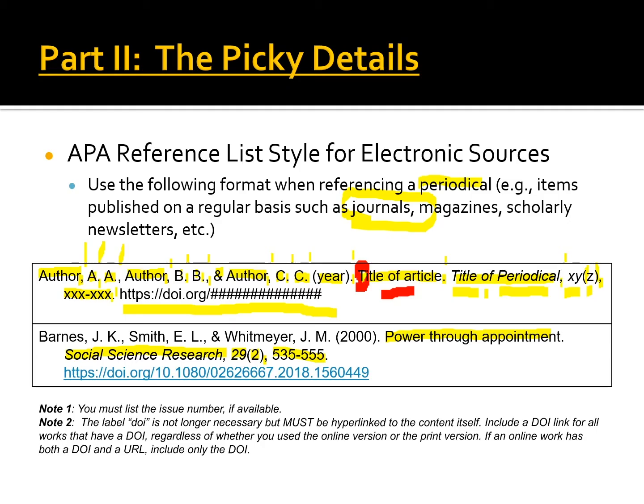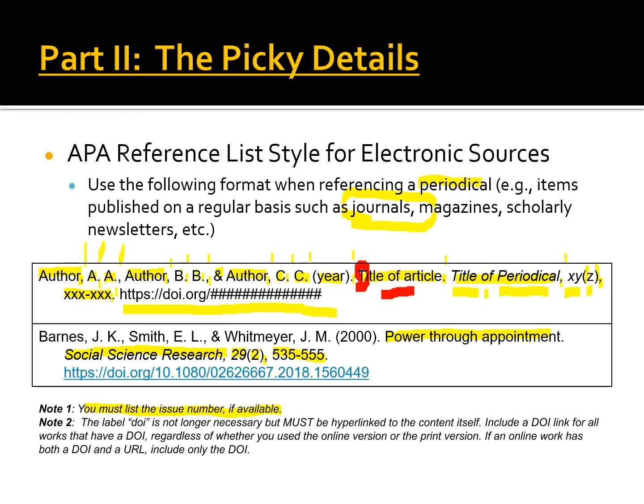Then the hyperlink content. So this has to be hyperlinked. You can't just type HTTPS. You have to actually highlight it, click add link, and hyperlink it in your article. So notice a couple things. You must list the issue number if it is available.